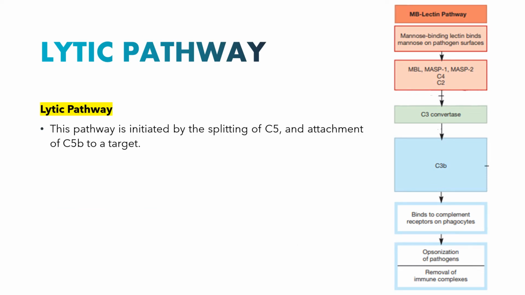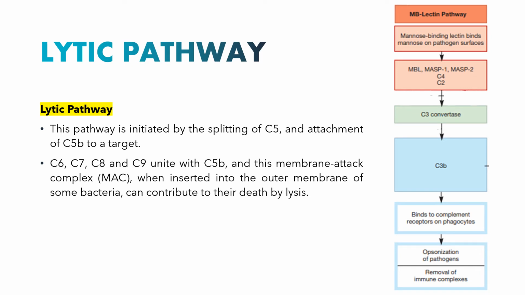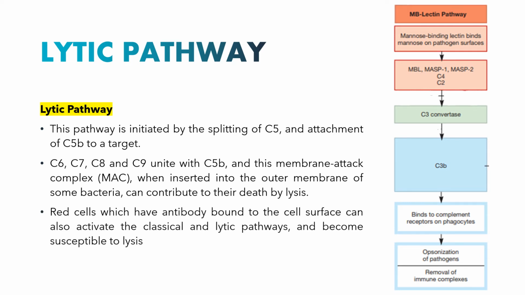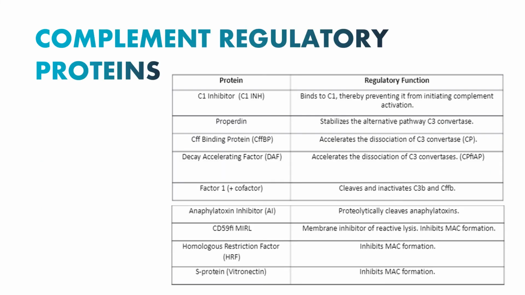Lytic pathway. This pathway is initiated by splitting of C5 and attachment of C5b to a target. C6, C7, C8, and C9 unite with C5b, and this membrane attack complex, when inserted into the outer membrane of some bacteria, can contribute to their death by lysis. Red cells which have antibody bound to the cell surface can also activate the classical and lytic pathways and become susceptible to lysis.